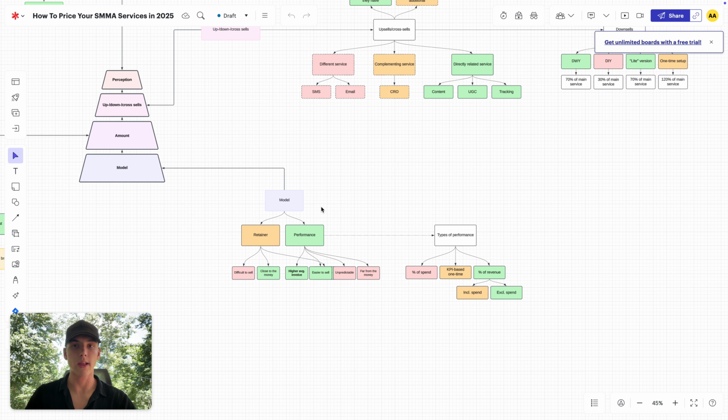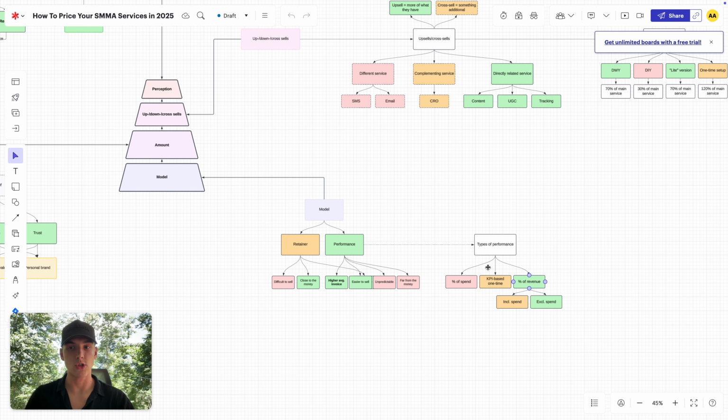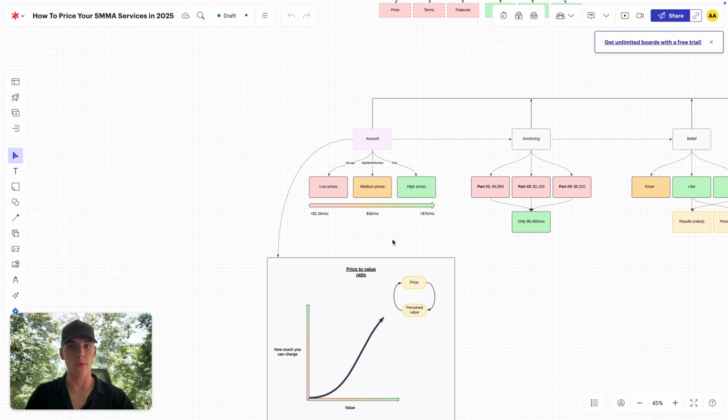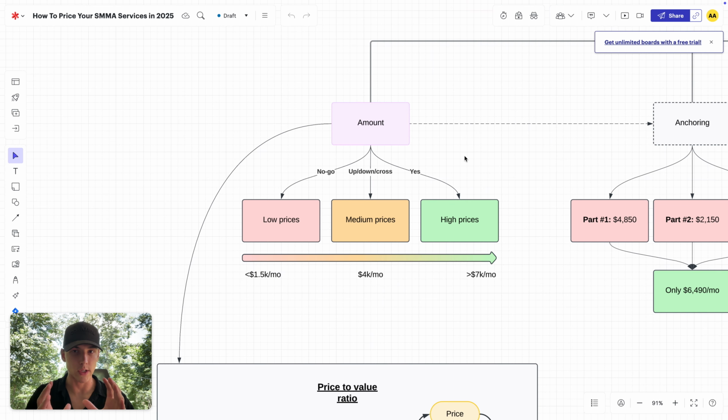Perfect, we've chosen the model. As I said, I recommend you to use a performance model that is a percentage of revenue. Next is the amount that we are going to be charging. There's a lot to break down here because it is not as straightforward as you might think. You have 3 different types of prices. You have low prices, you have medium prices, and you have high prices.